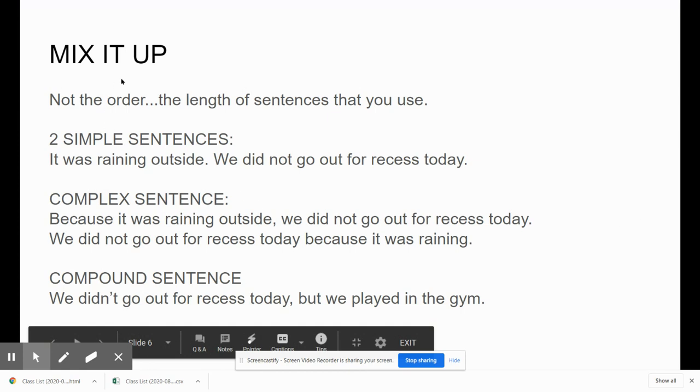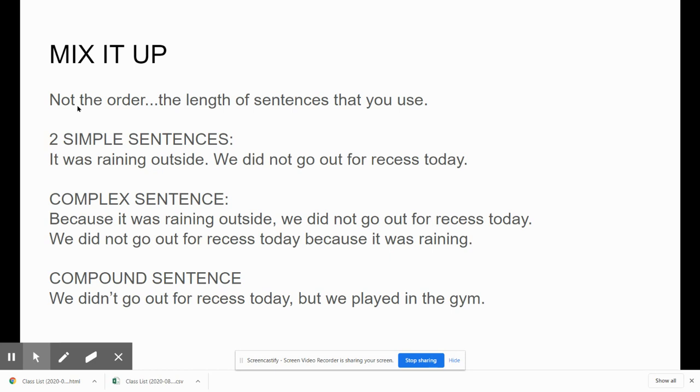You can mix it up. And I'm not talking about the order of events, I'm talking about the length of sentences. You can use short sentences or long sentences. Oftentimes, short sentences are called simple sentences. They're just one thought, a subject and a predicate. And that story was made up of all simple sentences. So you need to throw some variety in there. You can do that by making longer sentences to mix in.